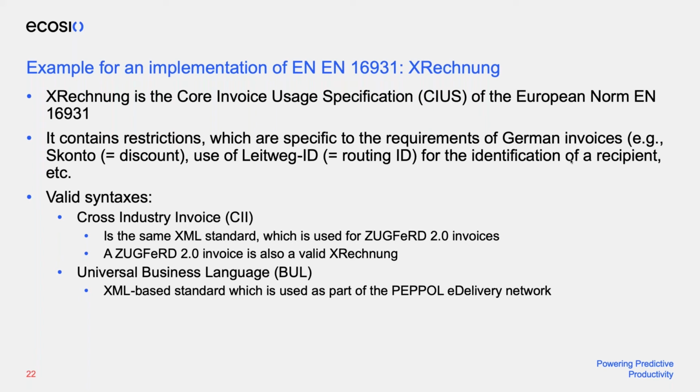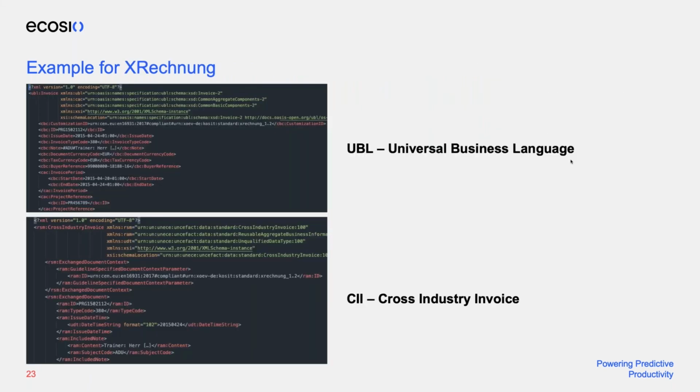Valid syntaxes here are the cross-industry invoice, which is the same XML standard used for Factur-X and ZUGFeRD 2.0 invoice, is also valid XRechnung, and obviously also Universal Business Language, which is the XML-based standard used as part of the Peppol e-delivery network. Here are two examples for XRechnung.